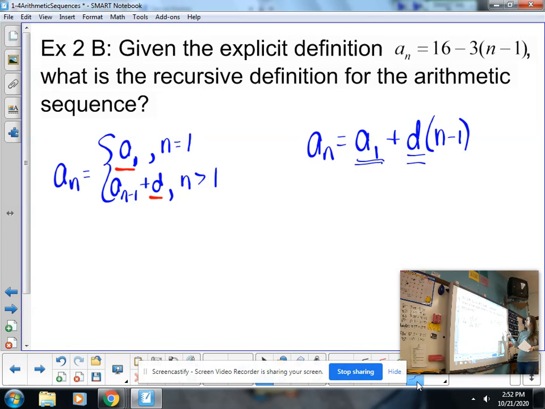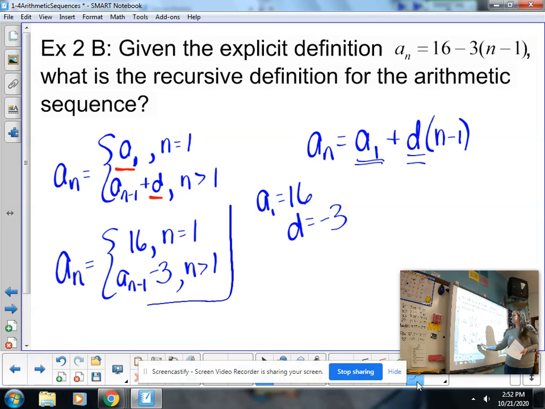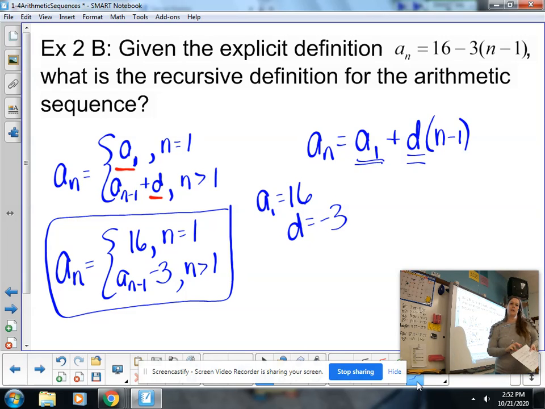So if you look at this formula, what I have up here, it looks like my a1 is 16. My d in this case is -3. So the recursive definition, I'm going to be plugging in the 16 for the a1, the -3 for the d. So a sub n is going to equal 16 if n is equal to 1, and a sub n minus 1 minus 3 if n is greater than 1. And that would be my formula there. You do not have to write plus -3. If you just write -3, that's perfectly acceptable for that type of question.